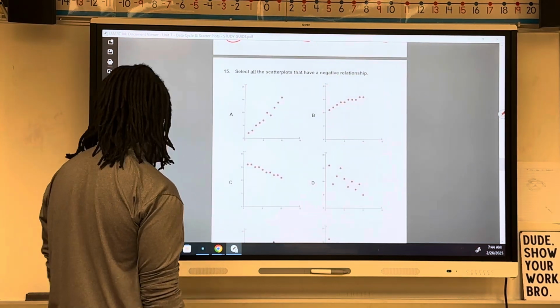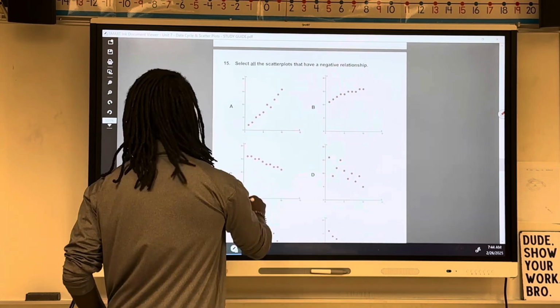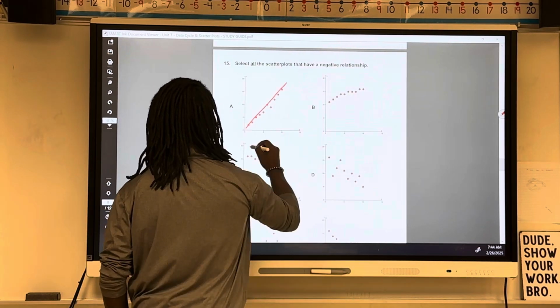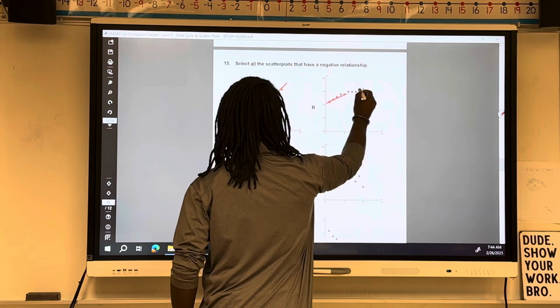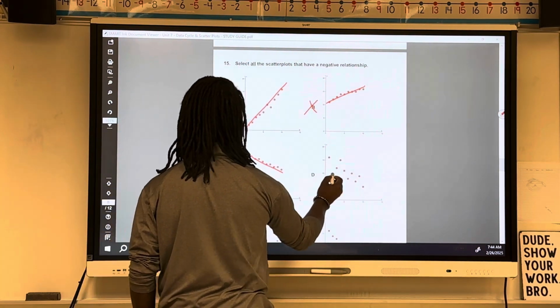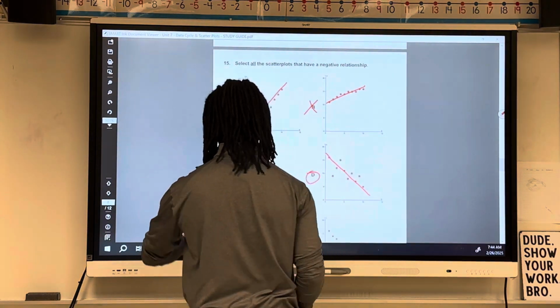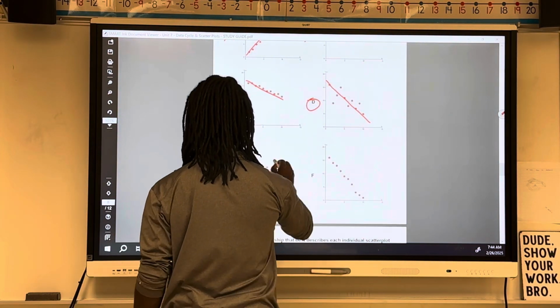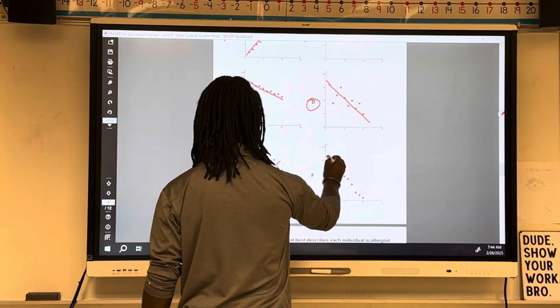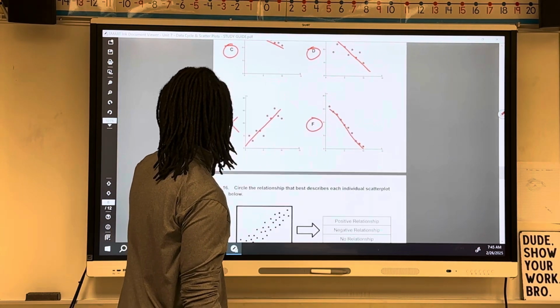Select all of the scatter plots that have a negative relationship. So this is positive. This is also positive. This is negative, going down. This one that's negative because that's also going down. This one is positive, and then this one is also negative going down. So C, D, and F.